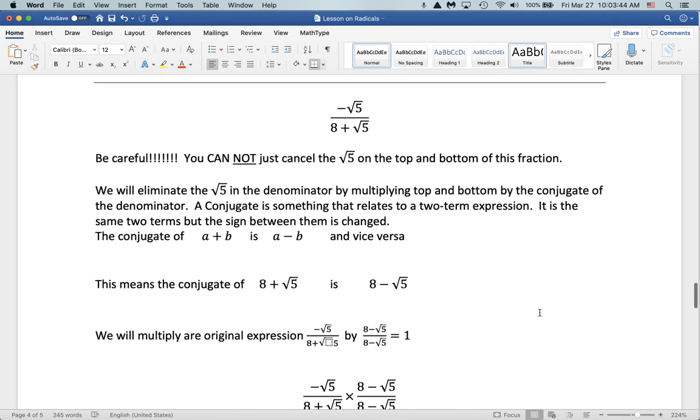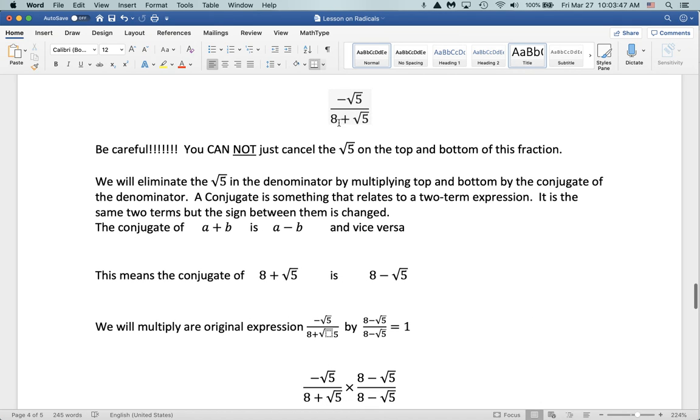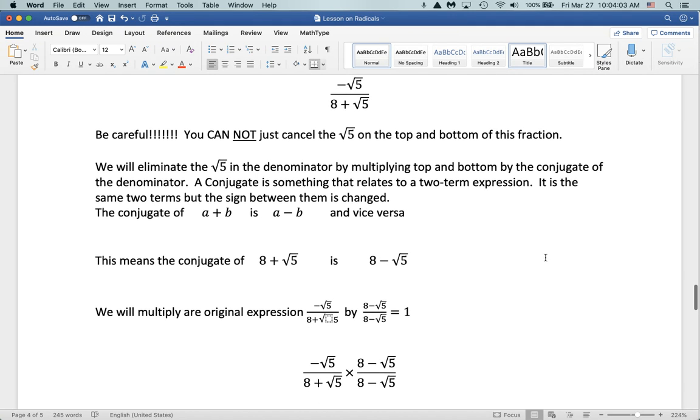Now we're going to try to rationalize a denominator that has 2 terms in it. Now be very, very careful here. You cannot reduce the square root of 5 over the square root of 5. That doesn't just reduce to 1. With this plus symbol, you cannot do that. So do not try to reduce top and bottom if there's plus or minus symbols between 2 terms. But what we will do is eliminate the square root of 5 in the denominator by multiplying both the top and bottom of the fraction by the conjugate of the denominator.